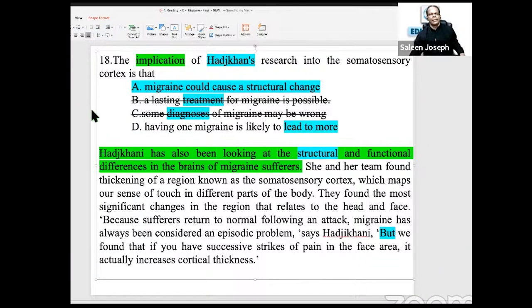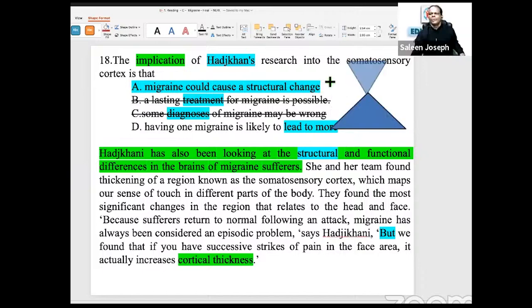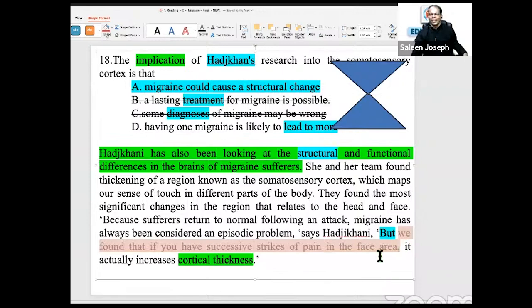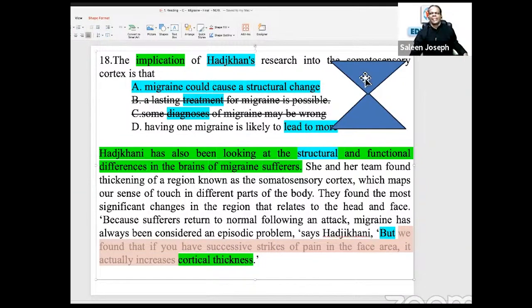Now you want to know whether it is right. Confirm it. But we found that if you have successive strikes of pain in the face area, it actually increases cortical thickness. What do you mean by cortical thickness? Structural change. That is the second clue. If you remember, this is the structure I have taught you. There are 4 types I explained. You should definitely know the paragraph structure for all the competitive exams. Topic sentence, you have the answer. Again, in the conclusion, you have the answer. After the contrast word, there is another clue, a second confirmation for you. So the answer in the beginning, answer at the end. How sweet it is.